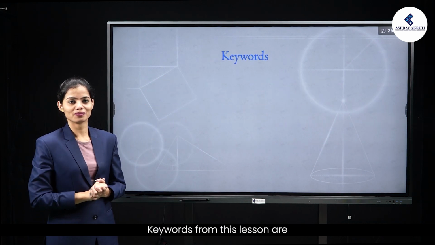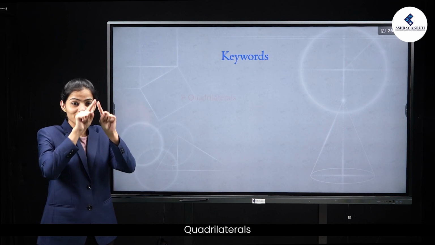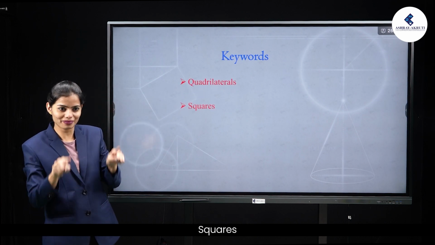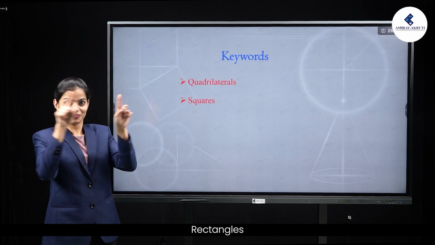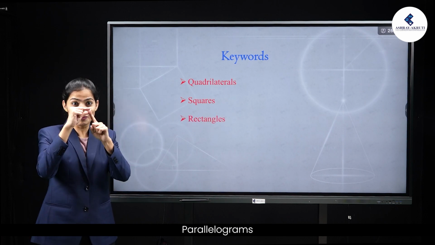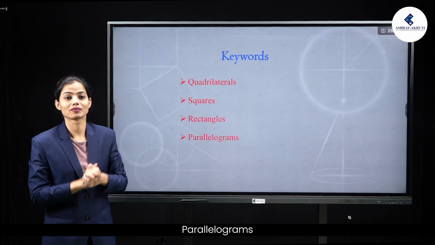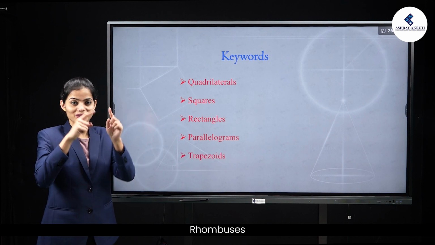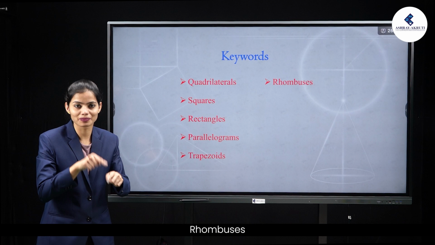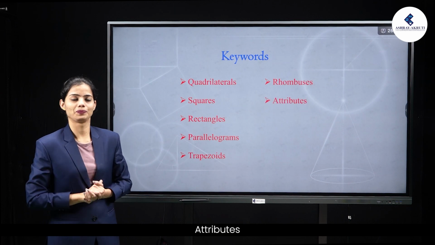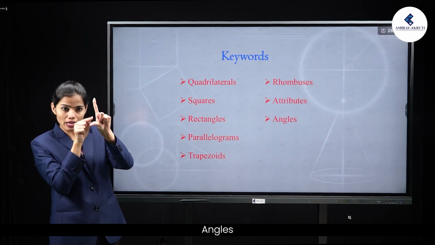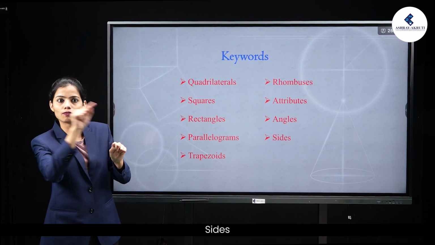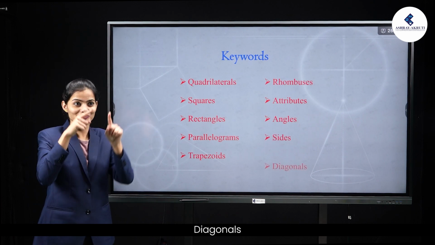Keywords. Keywords from this lesson are quadrilaterals, squares, rectangles, parallelograms, trapezoids, rhombus, attributes, angles, sides, diagonals.